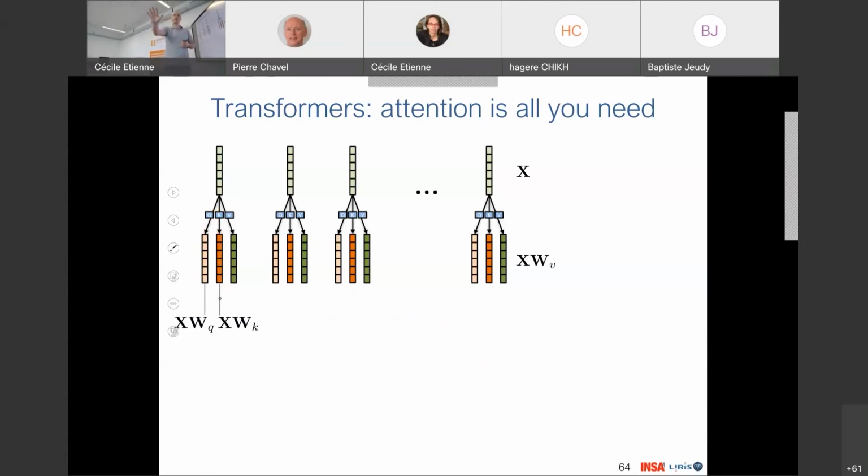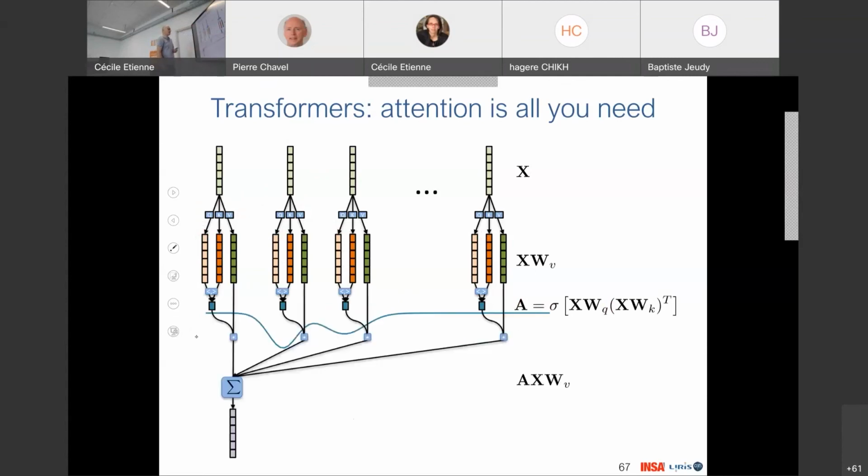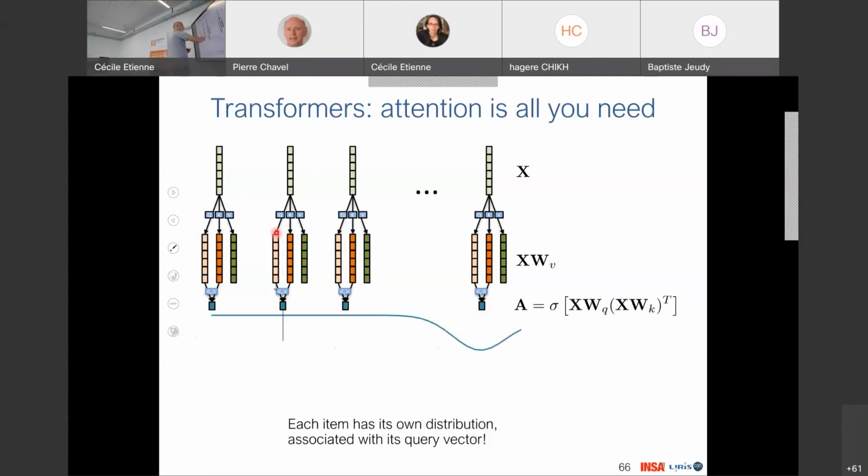So I'll go back slowly. What does this mean? For this one here, I take my query, the query for this item. I'll take all the keys of the other one, and I calculate the similarity between my query and this key, my query and this key, my query and this key, my query and this key. I normalize them, and I get some kind of probability distribution. Okay. Second part here, I take my query and the similarity between this key, this key, this key.